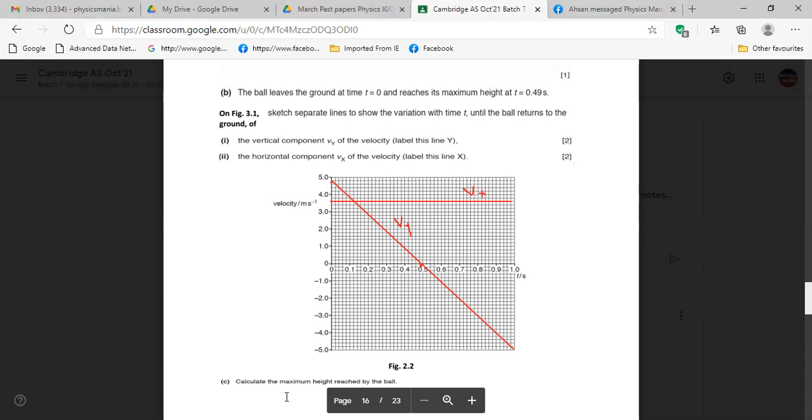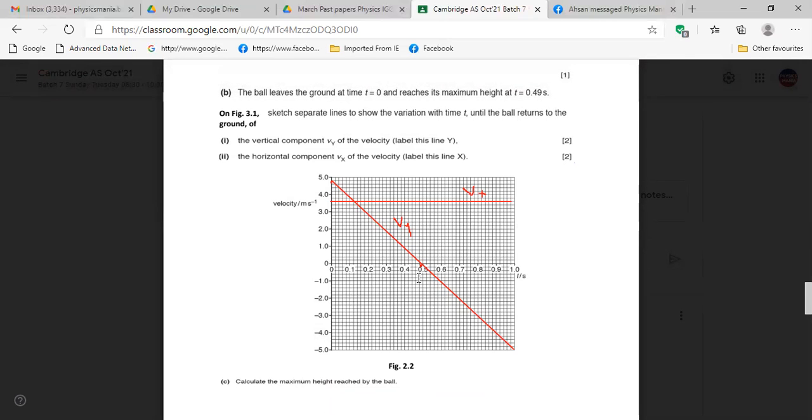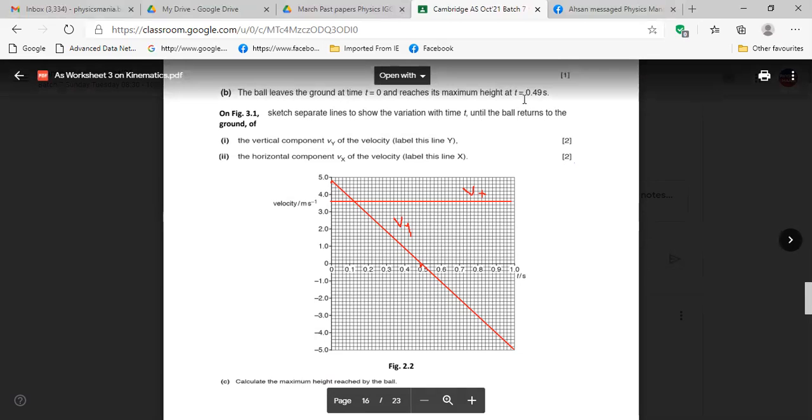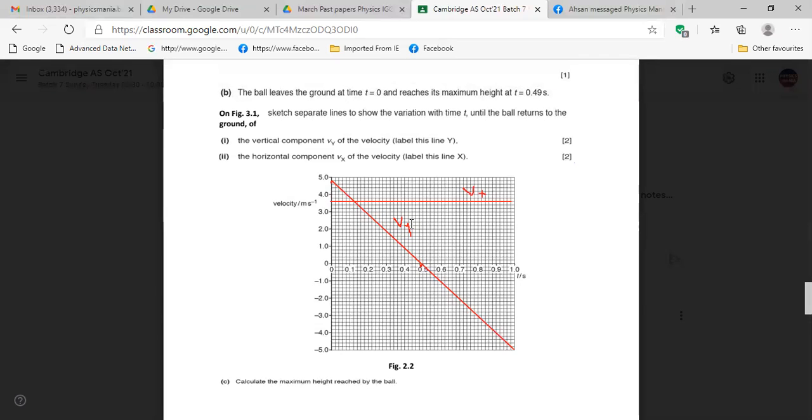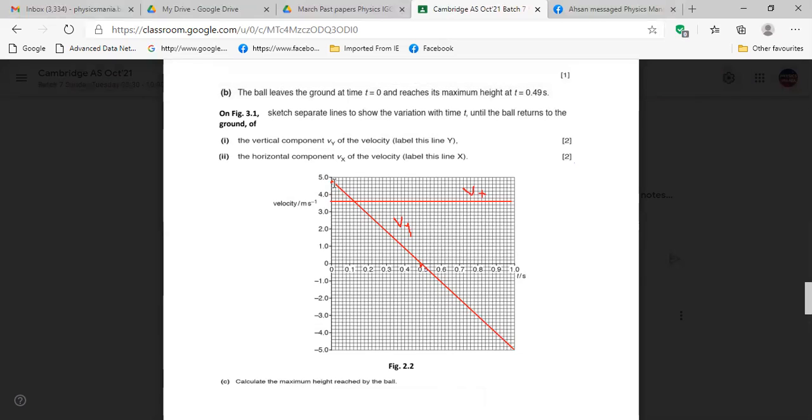Sir, base will be the full thing, right? Why will it be the full thing? To reach your maximum height, you need the maximum height time. You see, it's written here, t equals 0.49. So 0.49, and your height is 0.48.